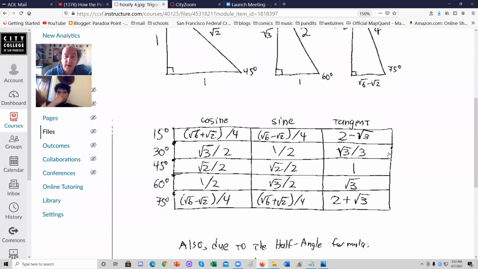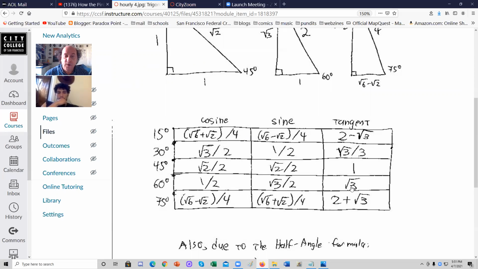Now from that, we can derive the cosine, sine, and tangent of each of those angles: 30, 45, 60. These should look familiar. Root 3 over 2, a half, root 3 over 3, root 2 over 2, root 2 over 2, and 1, a half, root 3 over 2, and root 3.